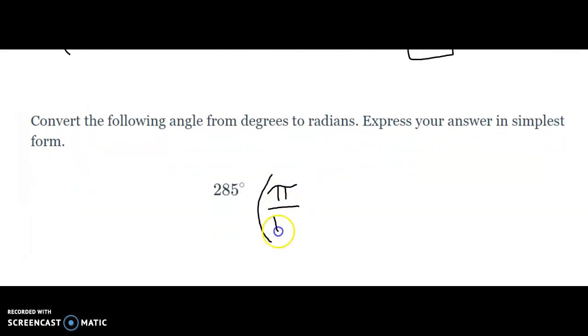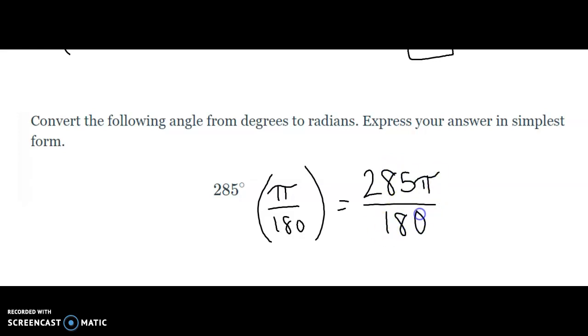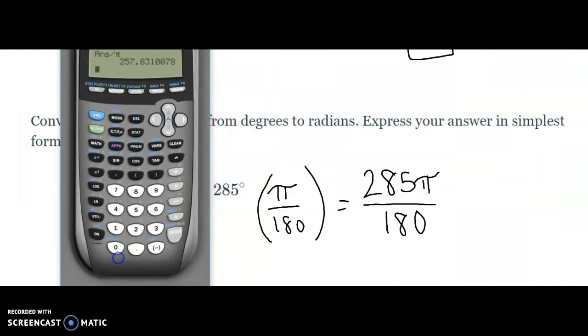Pi over 180, that's where we're going to multiply the degree by. And again, I'm going to keep it as 285 times pi. Don't multiply the pi in, divided by 180. Now this one looks a little bit harder to simplify, so I'm going to use my calculator. 285 divided by 180. Notice I'm choosing to keep the pi out of it because I don't want to multiply it into the calculator. I just want to simplify those numbers.